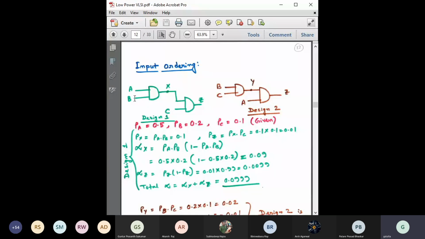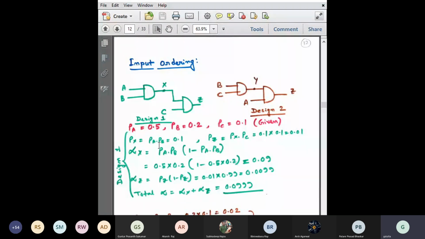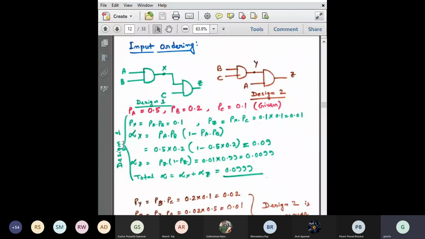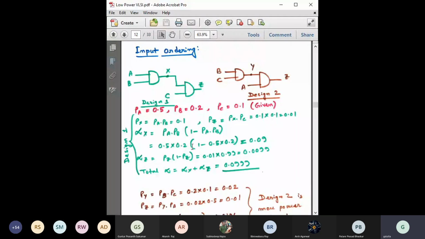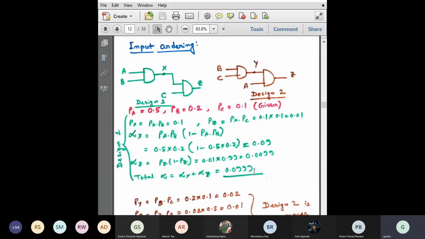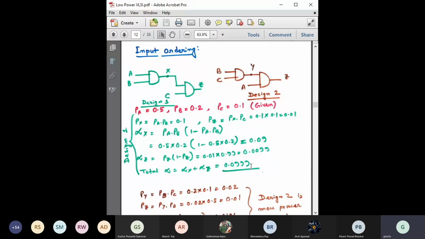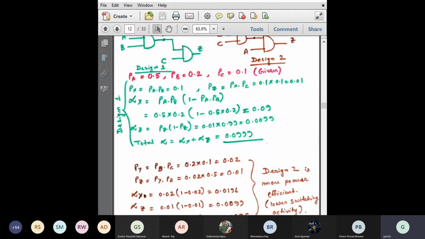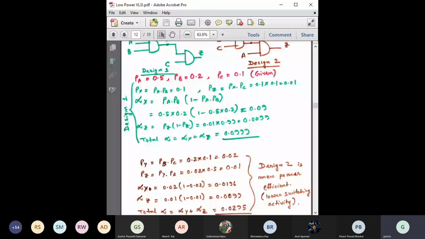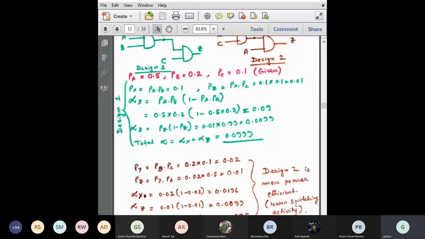So you can see it here. It is basically Z equal to ABC for either case, right? But the probabilities are something like this: 0.5, 0.2, and 0.1, right? So for design 1, we can say the total alpha is becoming 0.099, whereas in design 2, this alpha is becoming 0.0295. So obviously, design 2 is more power efficient because it has the lower switching activity.